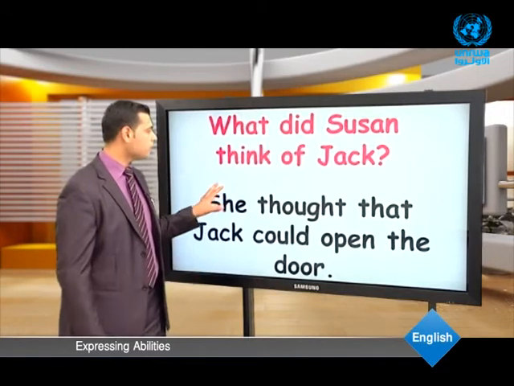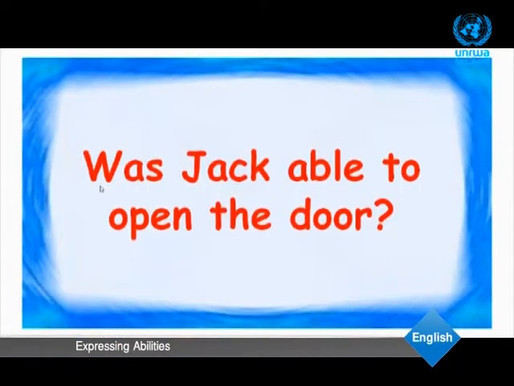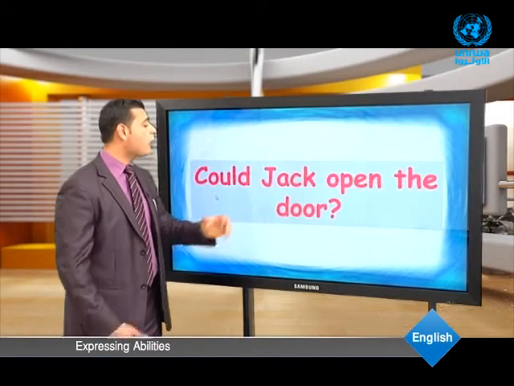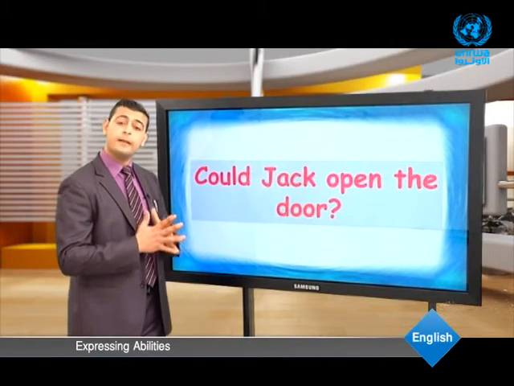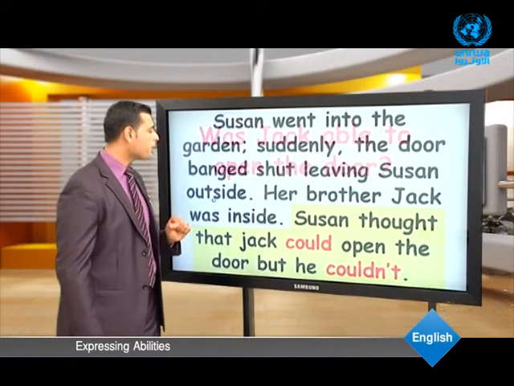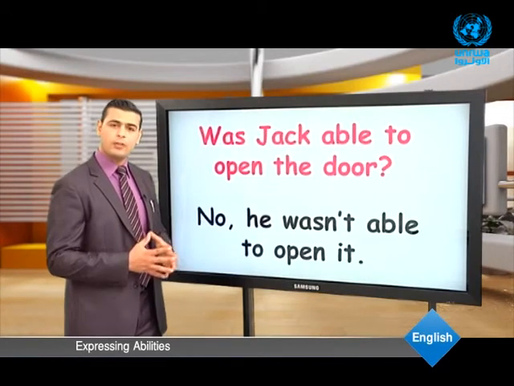Let's move to the second question. Was Jack able to open the door? Or we can have the question in another form, like, could Jack open the door? Or was he able to open the door? Let's look at the paragraph. In the story we have, Susan thought that Jack could open the door, but he couldn't. So here, the answer to this question, was Jack able to open the door, is no, he wasn't able to open it.